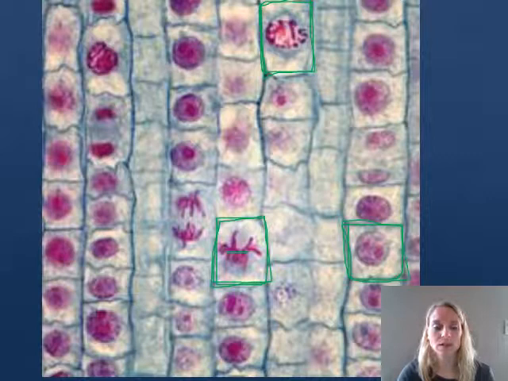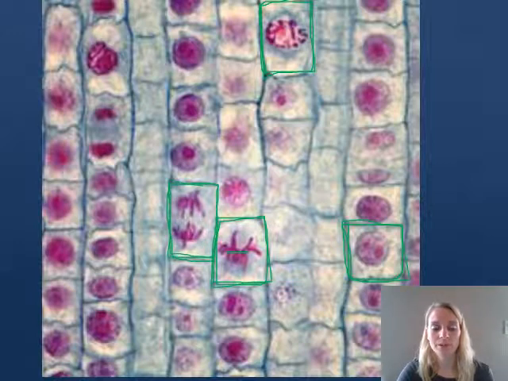And then what do we have? Anaphase comes next. So hopefully you see right next door to the metaphase, here is our anaphase. All right, so we can see those chromosomes that were lined up with the metaphase plate are now being pulled apart to opposite ends of the cell. And then lastly, see if you can find telophase. Telophase. So I see a good one right over here. This is our telophase right here.